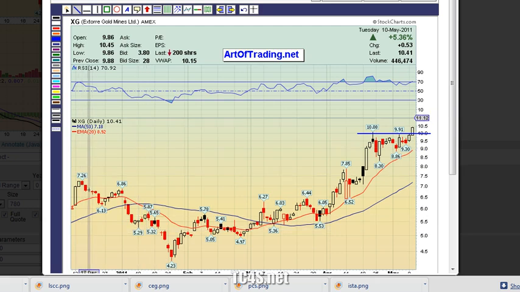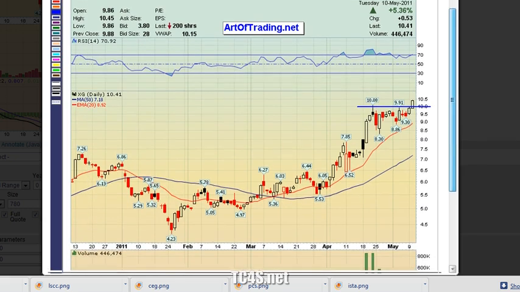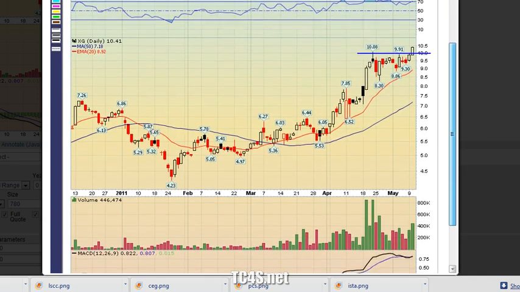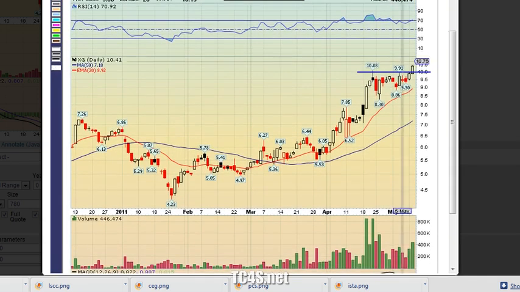I put 3 on the list yesterday. There were 3 stocks which I sent to subscribers. One of them was XG. And you can see here, this is what I initially liked about the stock that caught my attention: the stock's been going up in a nice little steady trend recently. And you can tell this is a fresh new trend in the stock.